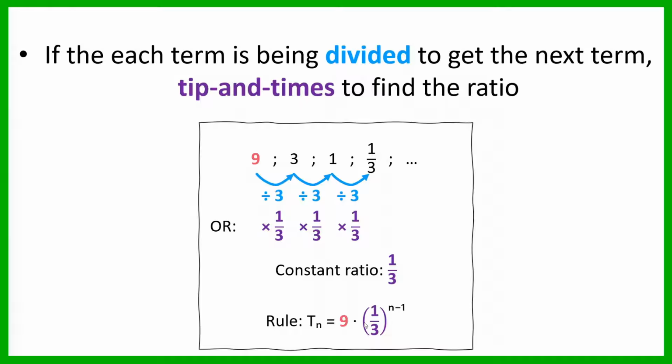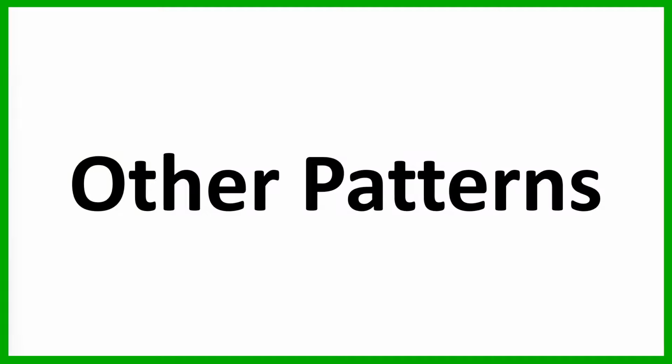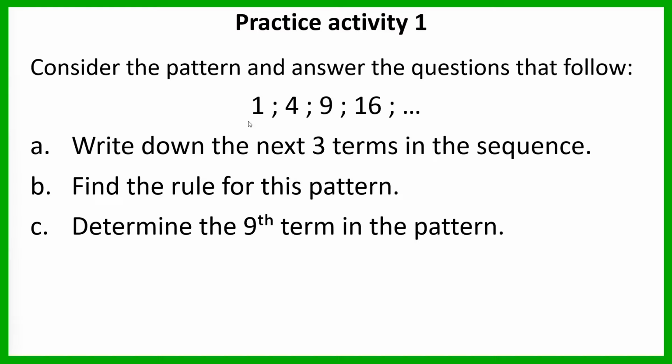Okay, so those are our patterns with constant differences and constant ratios. But you also get other kinds of patterns as well. Not all patterns have a constant difference or a constant ratio. Here we have an example of a pattern that doesn't have a constant difference or a constant ratio. It goes 1, 4, 9, 16. I want you to see if you can figure out what the next 3 terms in the sequence are. I also want you to see if you can figure out what the rule is for this pattern, and then use that to help you work out what the 9th term in the pattern will be. I'm going to give you 2 minutes to work on this question.